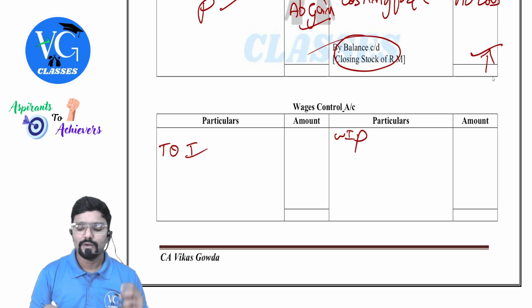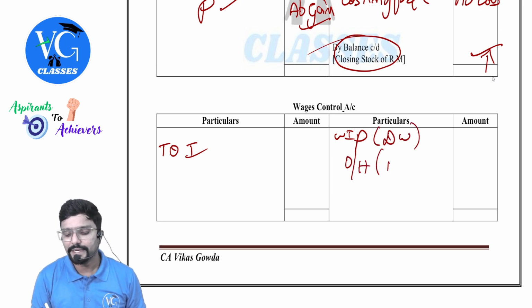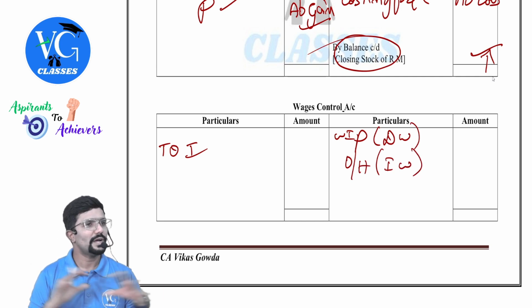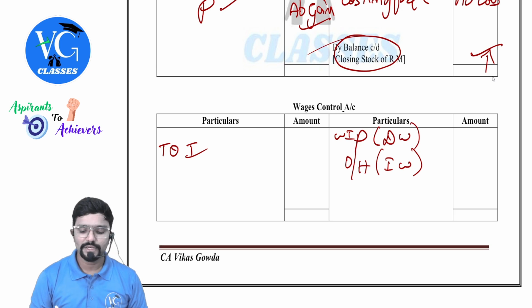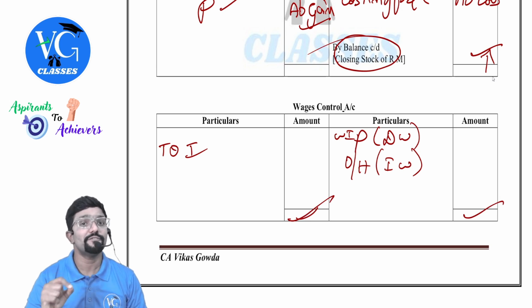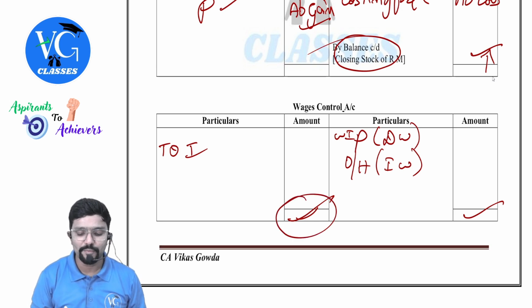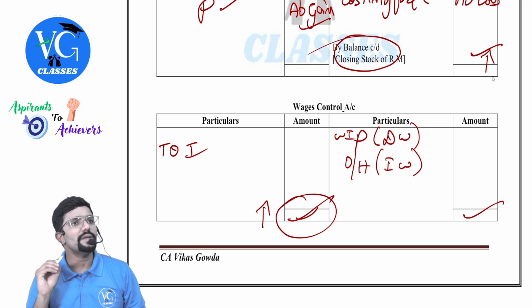At the end, guys, this is direct wages, then overhead, it is indirect wages. Normally this will tally. Debit side and credit side would tally. Sir, what if it is not tallying? Then the balancing figure would be wages paid for abnormal idle time. In that case, the debit side would be more, guys.